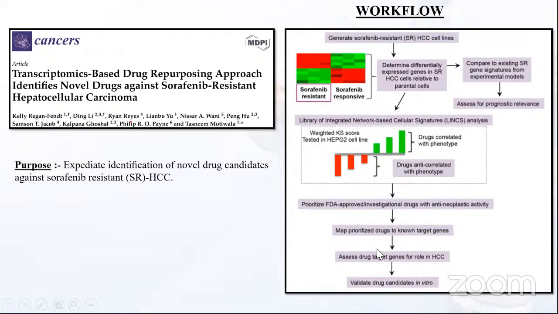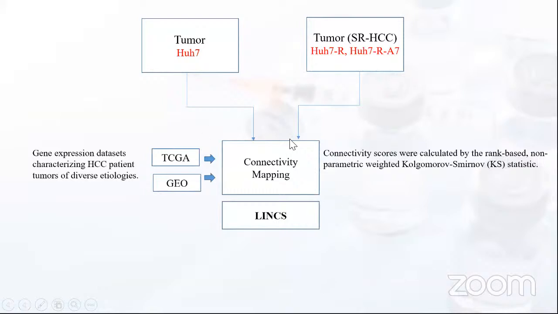The drug candidates were further prioritized based on FDA approval, clinical investigation status, known antineoplastic activity, and literature evidence for drug target genes associated with HCC. Finally, 2 drugs were selected for in vitro validation. So this is just a very small representation of what the workflow actually was.